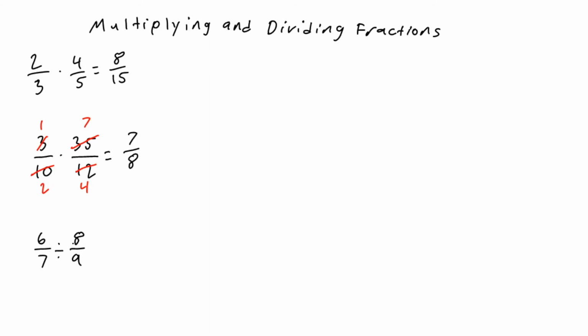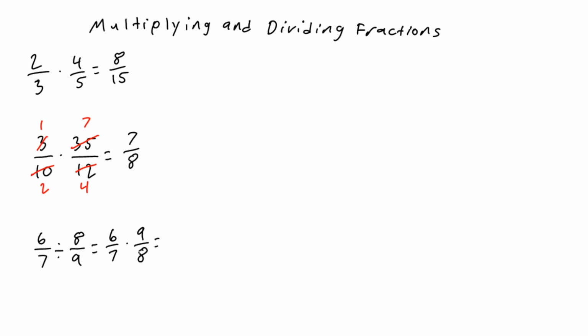6 over 7 divided by 8 over 9. Before we do anything else, division is just multiplying by the reciprocal. What that means is this is the same thing as saying 6 over 7, the first one stays, multiplied by the reciprocal. These flipped. 9 over 8. So division is just multiplying by the reciprocal. And then multiply. Can't do any cross division here.